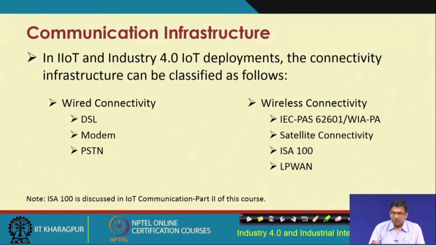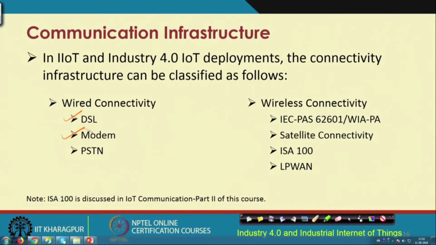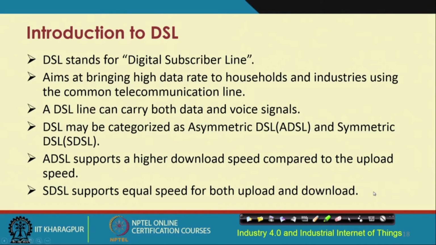So, in terms of wired connectivity, these different technologies are there traditionally. One is the DSL modem technology and the PSTN for telephone networks, right. These are already there, plus there are many others. In terms of wireless, there is IEC PAS 62601, WIA-PA, satellite, ISA 100 which I just mentioned, and LP1. These are the different wireless connectivity protocols, and these are the different technologies for wired connectivity. We will look at each of these very briefly.